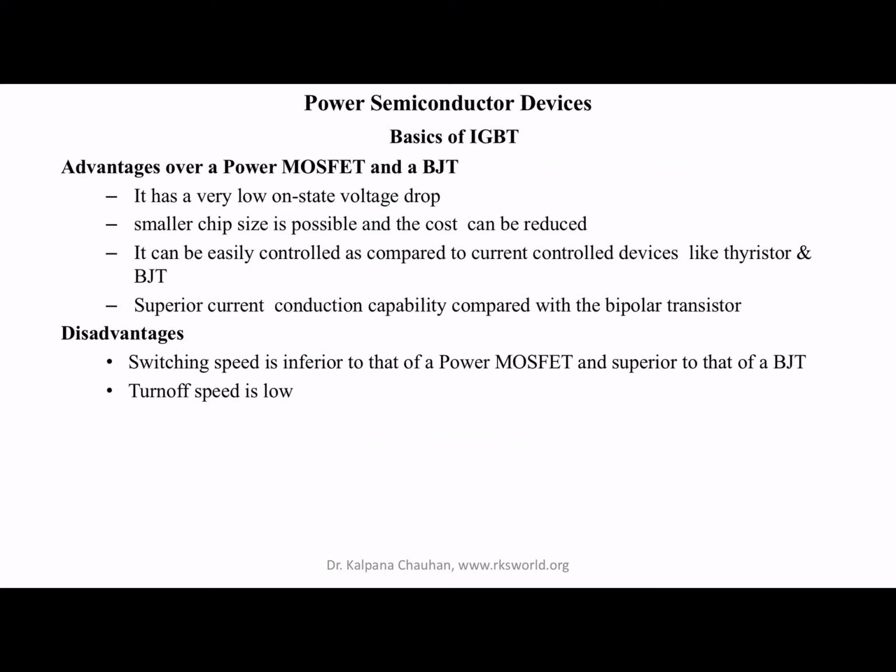Having these advantages, it also has some disadvantages. Switching speed is inferior to that of a power MOSFET and superior to that of a BJT. The turn-off speed of the IGBT is very low.